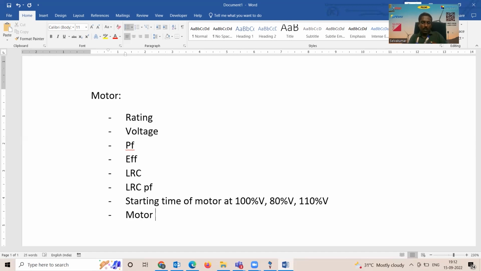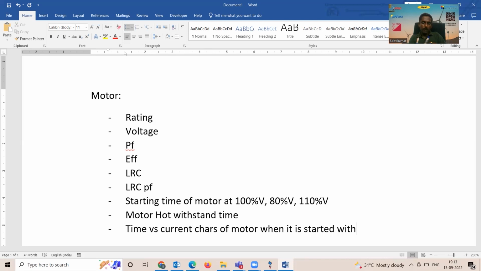Motor hot withstand time. These are the informations which we generally need. But another important aspect, needless to say, something which we need to ask is what is the time versus current characteristics of the motor when it is started with the help of a starter.